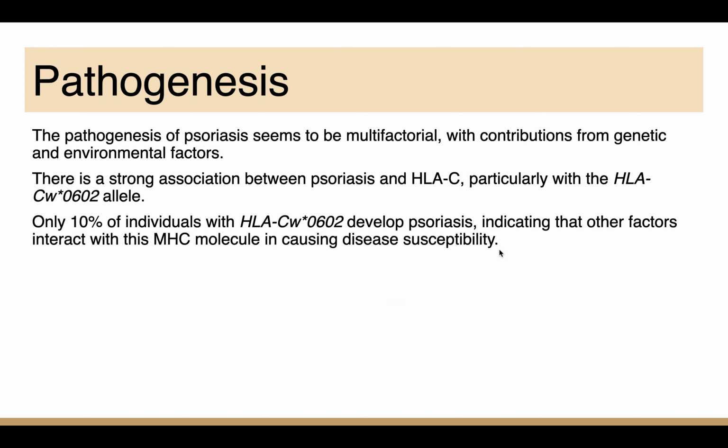Now going to pathogenesis. The pathogenesis of psoriasis is very multifactorial. It has some genetic things, some environmental factors, and some immune part also. Firstly the genetic part: it has some association with HLA-C, particularly the 0602 allele. But it is not that all people having the 0602 allele will develop psoriasis. Only 10% of the people develop psoriasis.